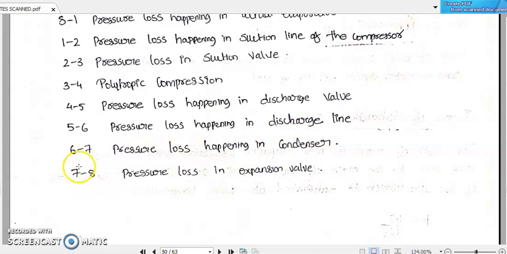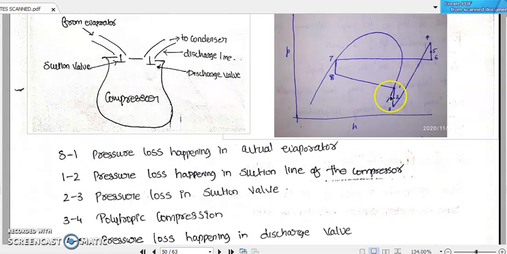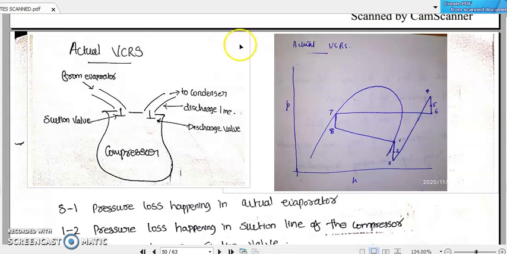And what is remaining? 7 to 8. 7 to 8 is the pressure loss happening in the expansion valve. We already consider this in the standard VCRS because it is a throttling process. Definitely pressure loss is happening inside a throttling valve. Then followed by 8 to 1, which we have already discussed, and the cycle continues. So this can be a representation of an actual VCRS.